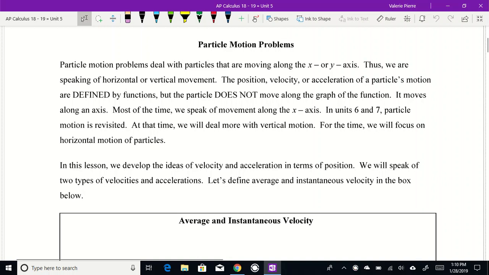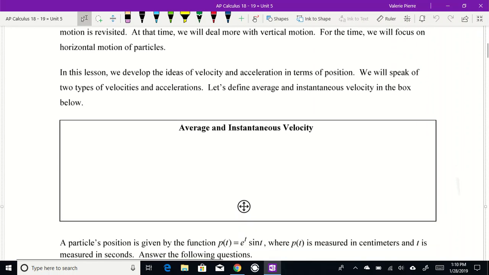In Units 6 and 7, particle motion is revisited, and at that time we will deal more with vertical motion. For the time being, we will focus on horizontal motion of particles. In this lesson, we develop the ideas of velocity and acceleration in terms of position. We will speak of two types of velocities and accelerations. So first, let's define average and instantaneous velocity in this box.